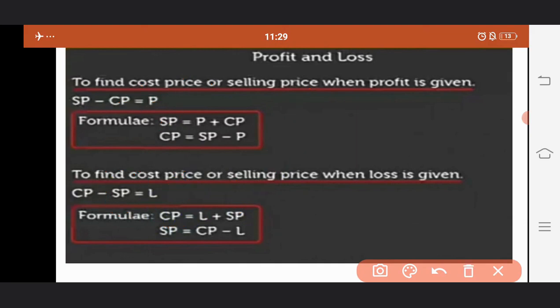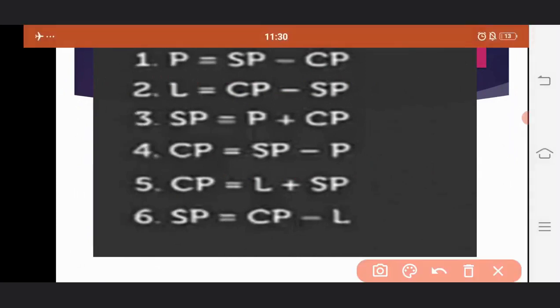Is that clear? So now let us have a quick revision of all the formulas we have discussed today in this lecture. The very first formula we have discussed is profit equals selling price minus cost price. That means the selling price is more than the cost price. Loss equals cost price minus selling price. If we know any two quantities, we can calculate the third one.